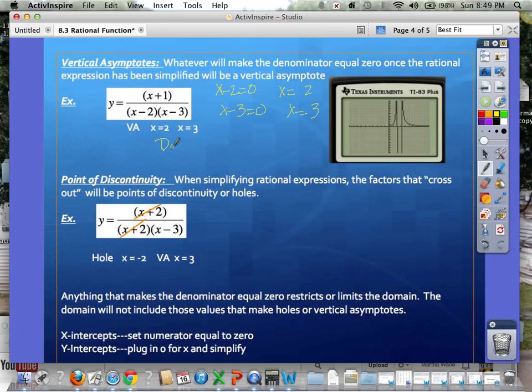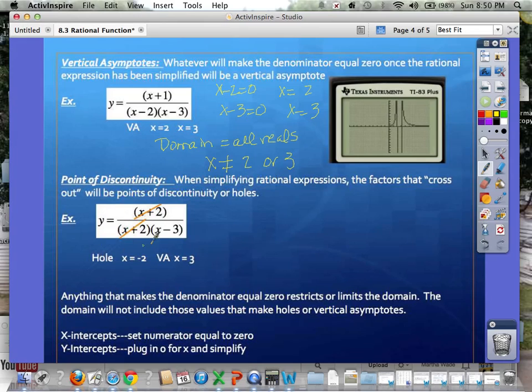So your domain will be all real numbers, but x cannot be 2 or 3, okay? And those will show up as errors in your table. These are points of discontinuity, as well as something else we're going to talk about, which are holes. Okay? Holes are points of discontinuity that come when you're simplifying your rational expression, and they're the factors that cross out. Those make the points of discontinuity or holes.